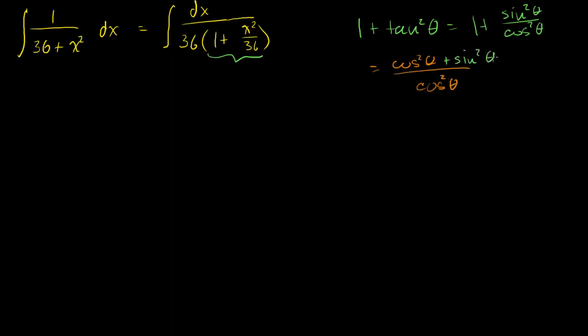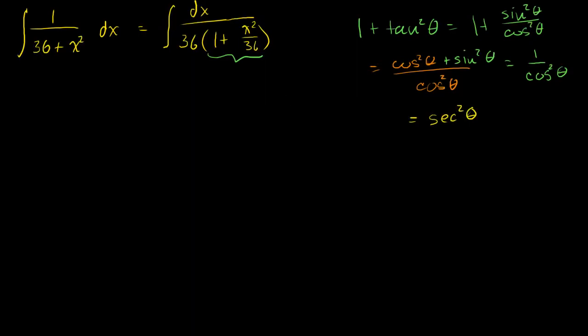Now that we have a common denominator, what's cosine squared plus sine squared? Definition of the unit circle. That equals 1. So we get 1 over cosine squared of theta. 1 over cosine is secant, so this is equal to the secant squared of theta.